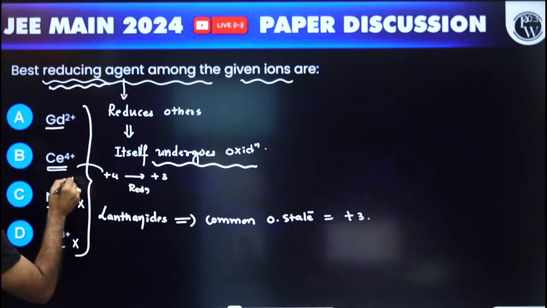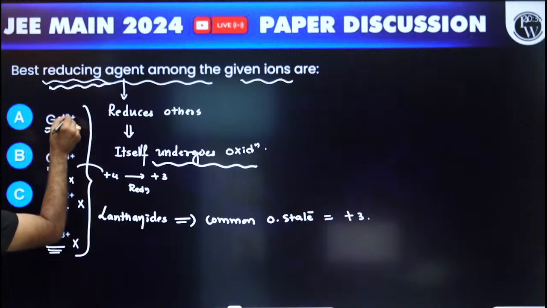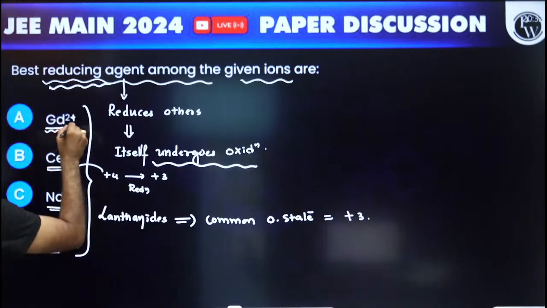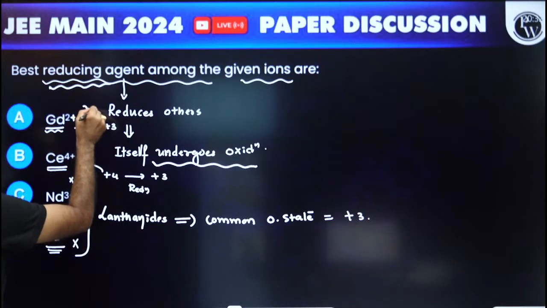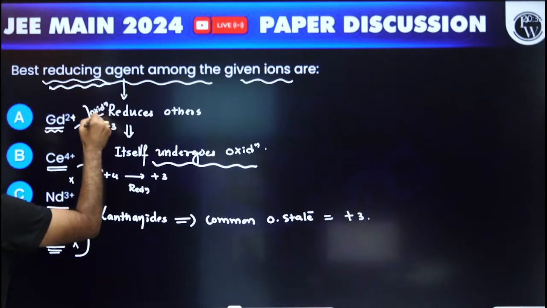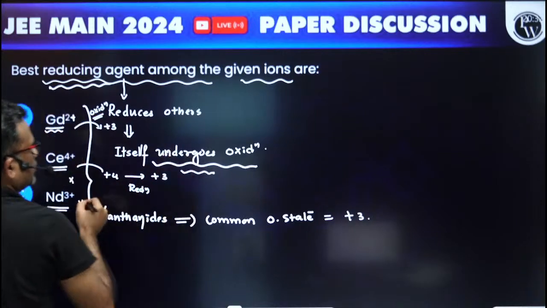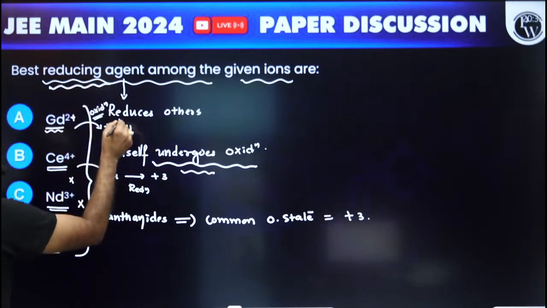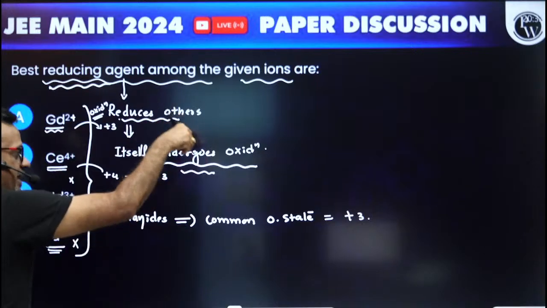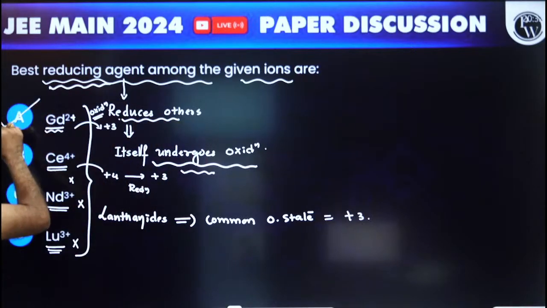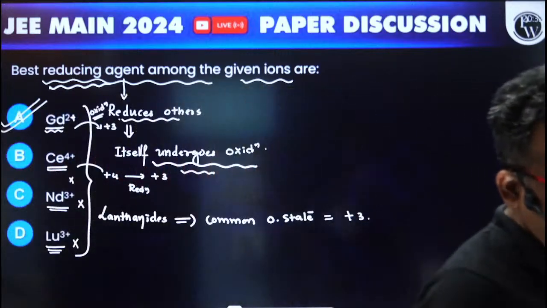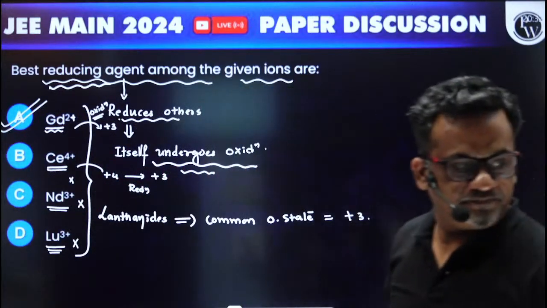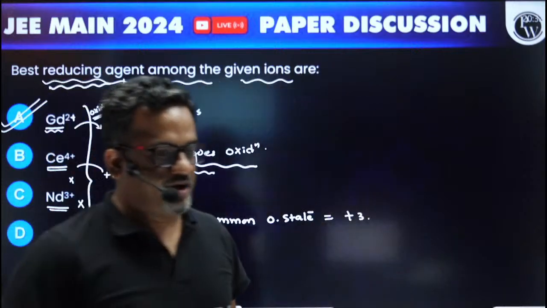So therefore, here we have gadolinium, which is in the +2 state. From the +2 state, it can go to +3. Therefore, it can undergo oxidation. So anything that can undergo oxidation will act as a reducing agent, as it reduces others by itself undergoing oxidation. So your answer should be option A, gadolinium +2.